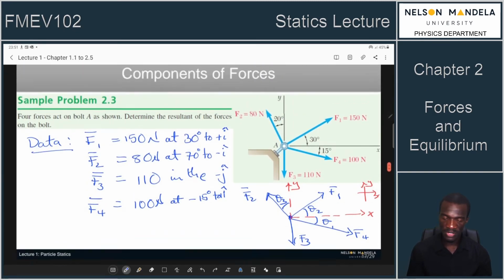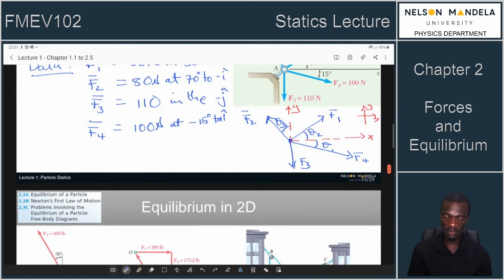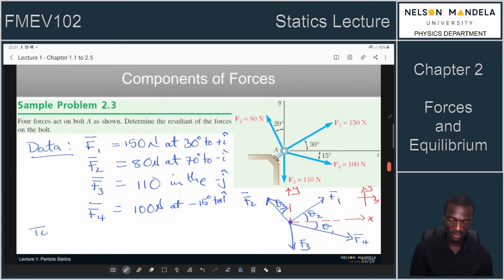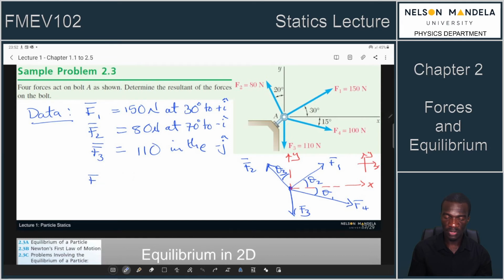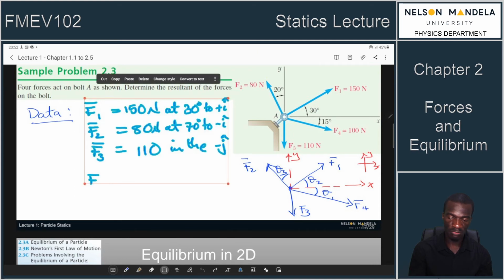Now that you have those, the next thing for us to solve this problem, to find the resultant, is to tabulate. You can just tabulate your x and y components. So for the sake of space, let me go back and clear this. This was just to exemplify. I guess you will make use of what you've already known before. So let me just clean this up and remove it.